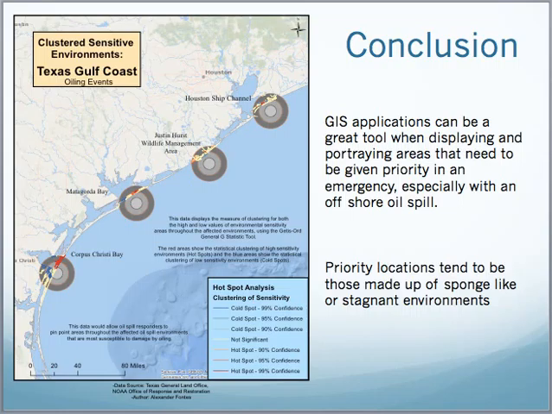So in conclusion, I was able to take the ESI ranking data and put it in a tool that showed where the clustering of the highly susceptible areas are, to be used in a potential response situation if an oil spill were to happen at any point in the Texas Gulf that would affect any point along our coast.